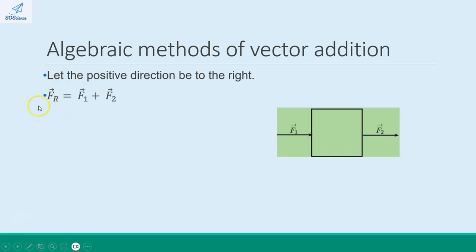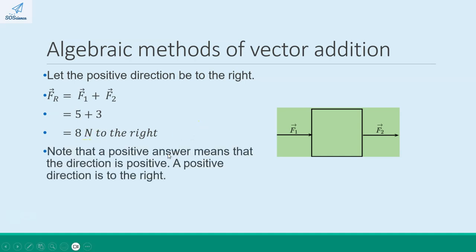So the resultant force can be calculated by adding up force 1 and force 2. Both of those forces are positive, and 5 plus 3 is 8 newtons. Now, the fact that the answer was positive means that the force is in the positive direction, which we have defined as to the right. So again, the positive answer is indicative of the direction.